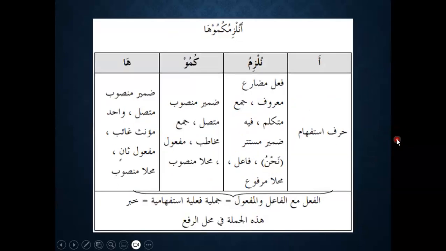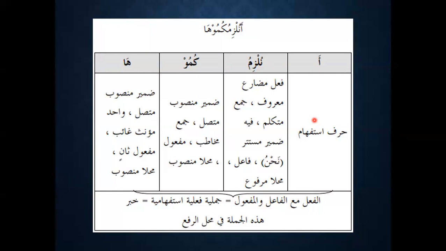Another one. أنلزمكموها. أ is استفهام, حرف استفهام. نلزم. ألزم يلزم. ألزم نلزم. So we. Am I going to? Are we going to? نلزم. Make it a must for you to do that. Am I going to force you to do it? Am I going to put this on you?